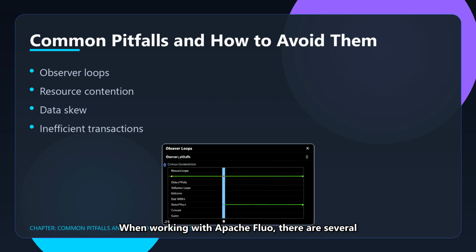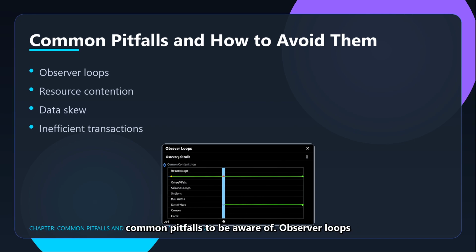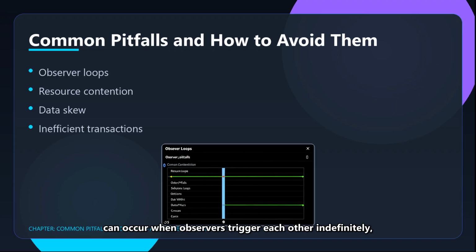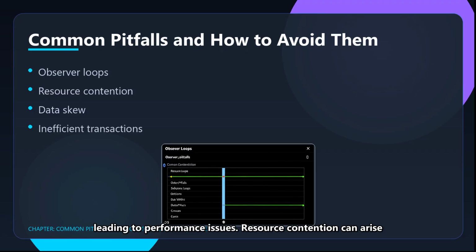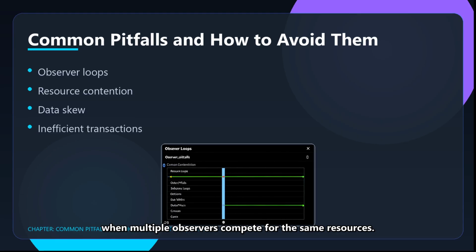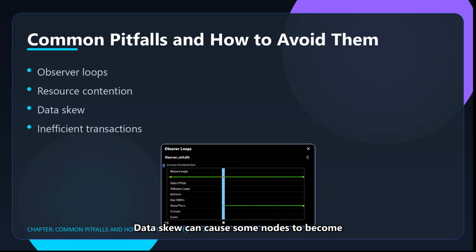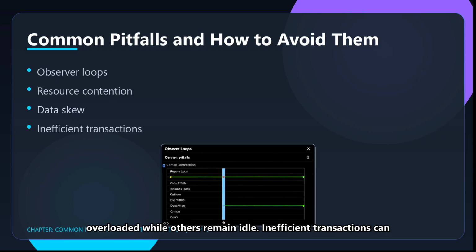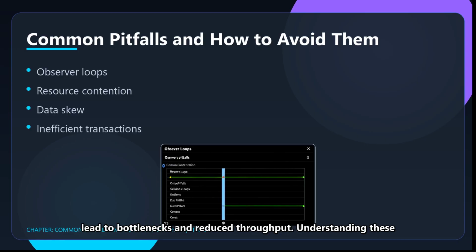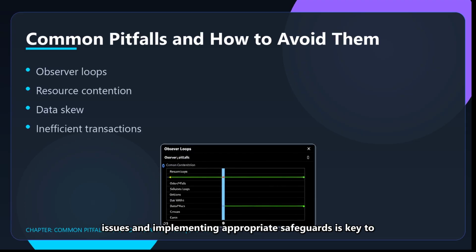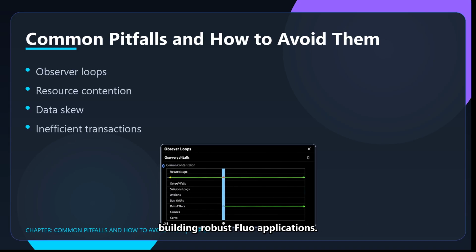When working with Apache Fluo, there are several common pitfalls to be aware of. Observer loops can occur when observers trigger each other indefinitely, leading to performance issues. Resource contention can arise when multiple observers compete for the same resources. Data skew can cause some nodes to become overloaded while others remain idle. Inefficient transactions can lead to bottlenecks and reduced throughput. Understanding these issues and implementing appropriate safeguards is key to building robust Fluo applications.